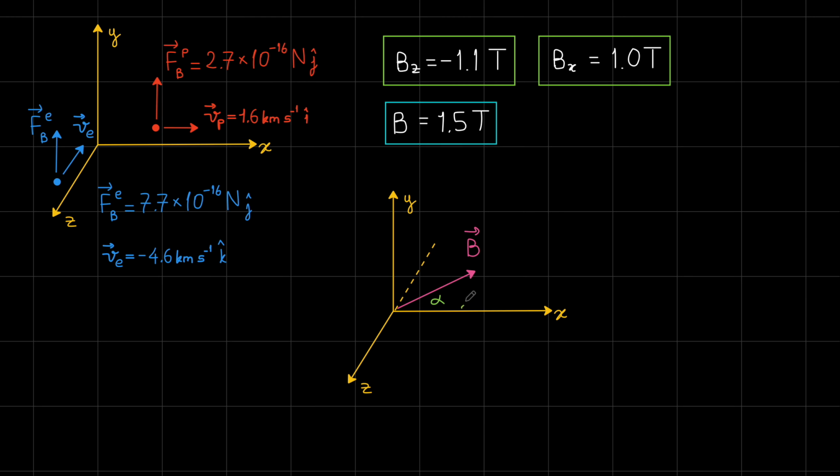Now let me draw a dashed line here. This is parallel to the z-axis. Here's a 90-degree angle. So this is a right triangle on the xz plane.